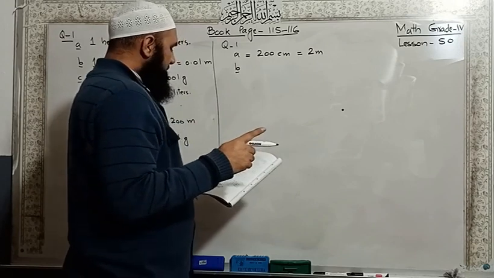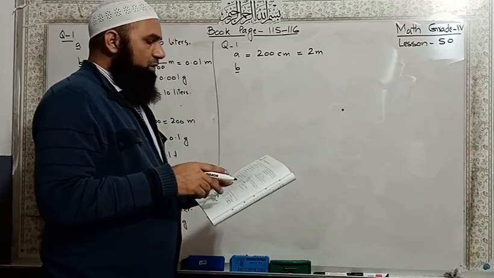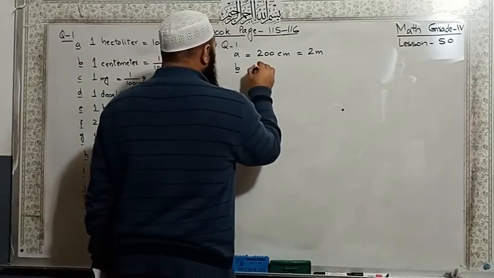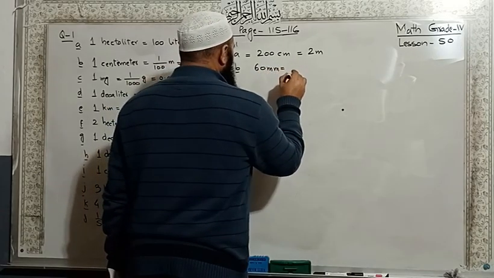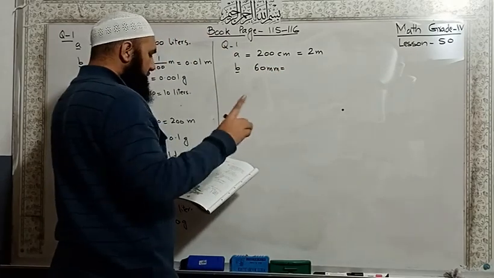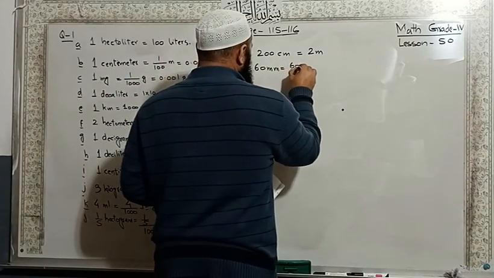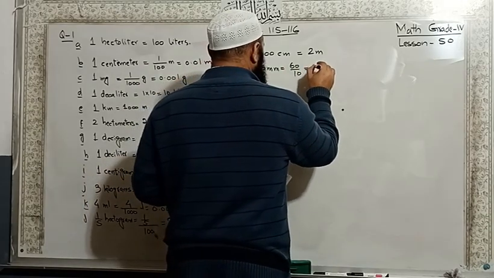B. 60 millimeters will be equal to how many centimeters? We will divide 60 millimeters. We are going to change into centimeters, so we will divide it by 10. 60 by 10, we will get 6 centimeters.